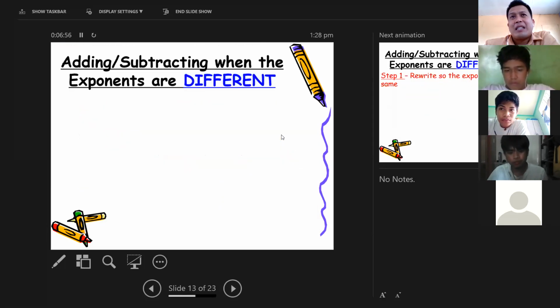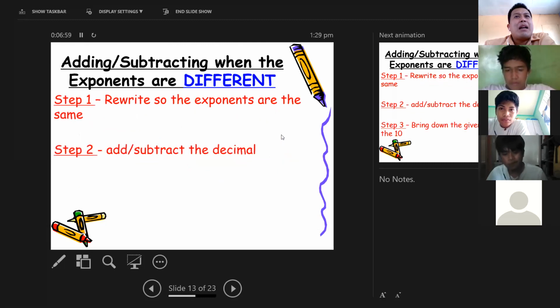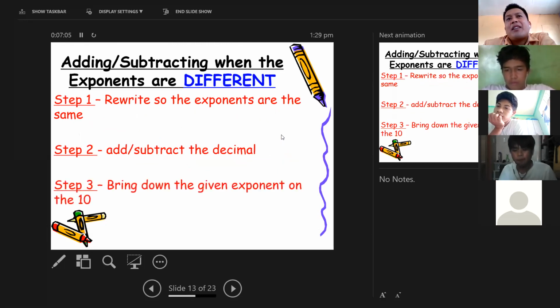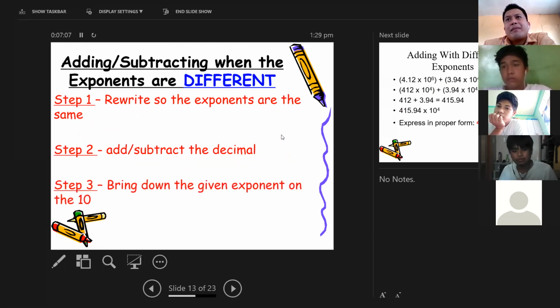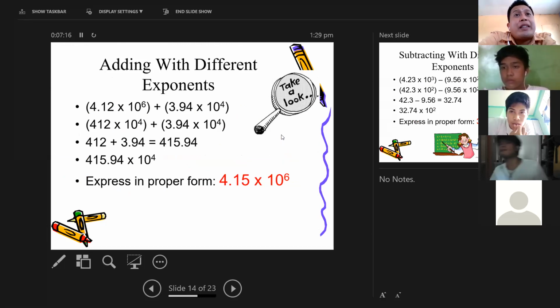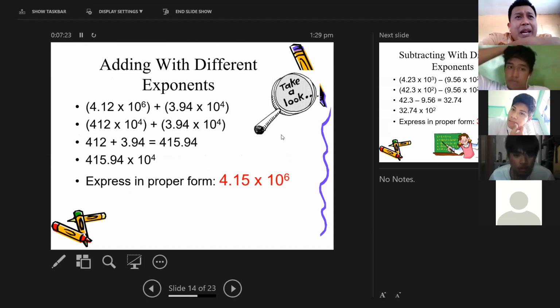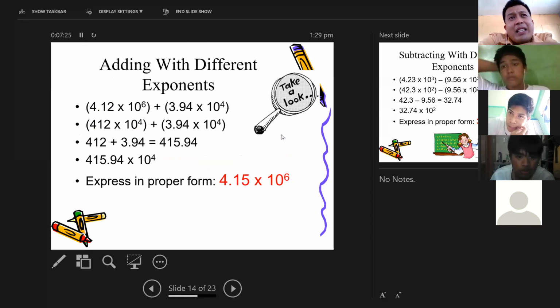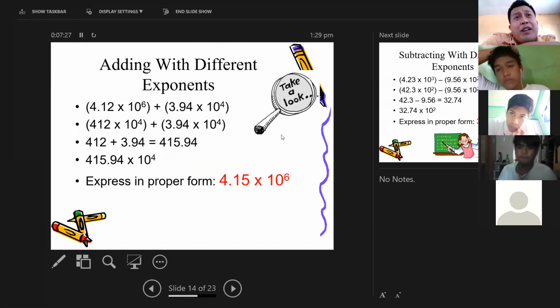Let's try an example, class. Step number 1, we write the exponents to make them the same. Step number 2, add or subtract. Step number 3, bring down the exponent of the base of 10. Take a look at this example: add 4.12 times 10 to the power of 6 plus 3.94 times 10 to the power of 4. The gap between the exponents is large. So if we're going to make them similar, either make 6 equal to 4 or make 4 equal to 6.